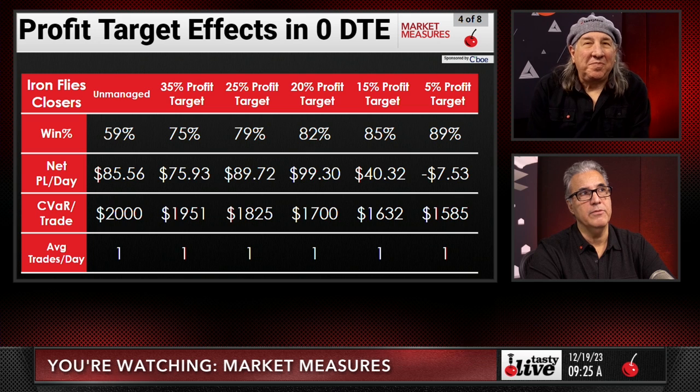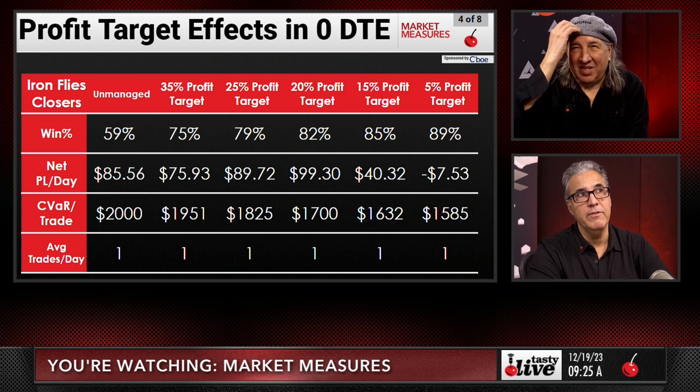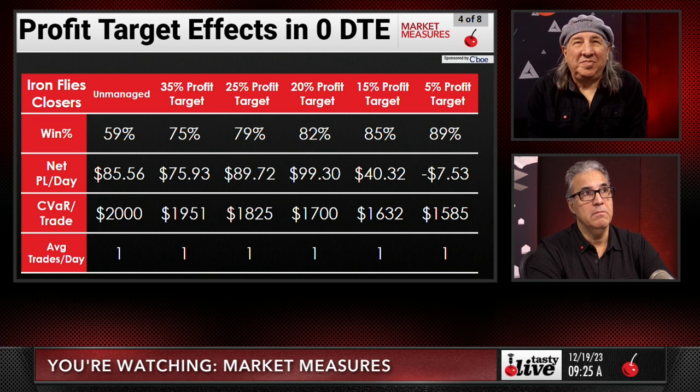Well, the first line really just tells you unmanaged is not the way to go, even though 59% doesn't beat a sharp stick in the eye. But what's interesting is your net P&L for the day isn't positive at 5%. So you want to be anywhere else in here. Sure, you can't manage too early.